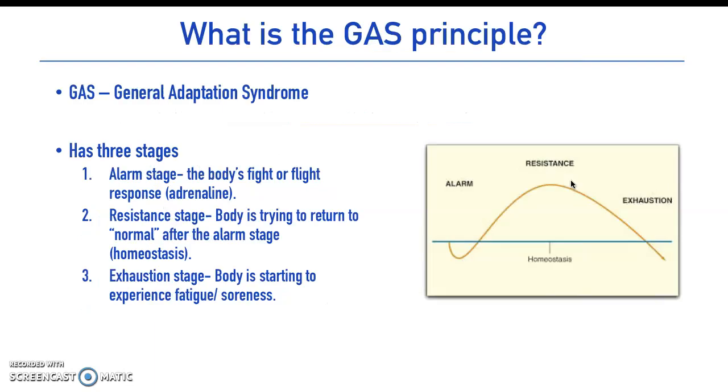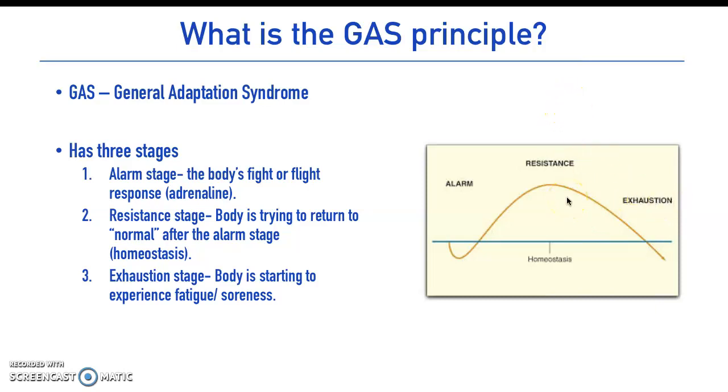Okay. So for this week, our first question is, what is the GAS principle? GAS just means the general adaptation syndrome. Now, general adaptation syndrome has 3 stages. So when we do exercises, or a program, or a session within the program, our body goes through these 3 stages. First, it has the alarm stage, which is the body's fight or flight response, so the adrenaline, right?